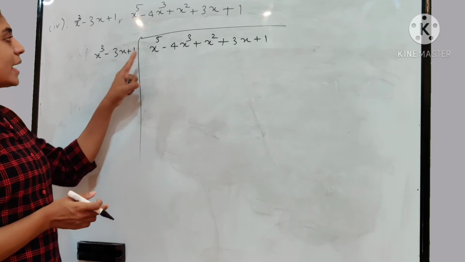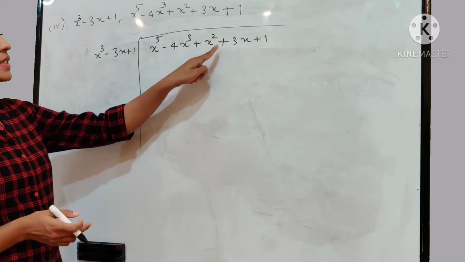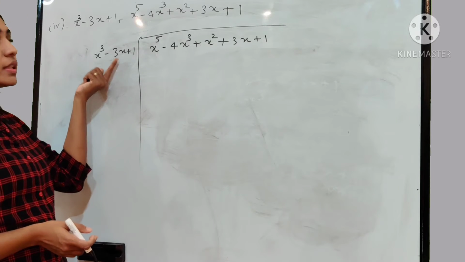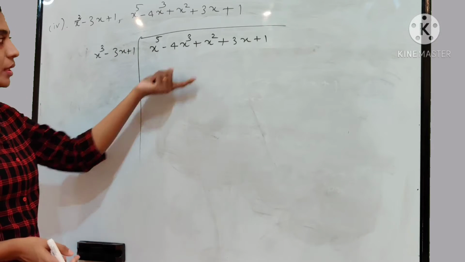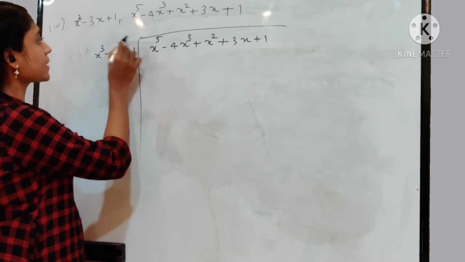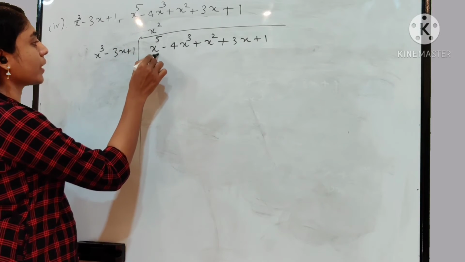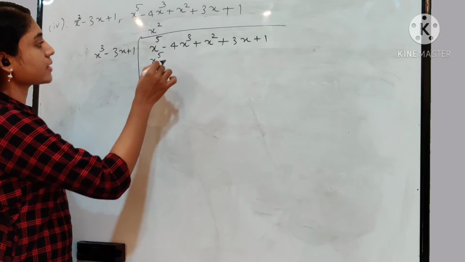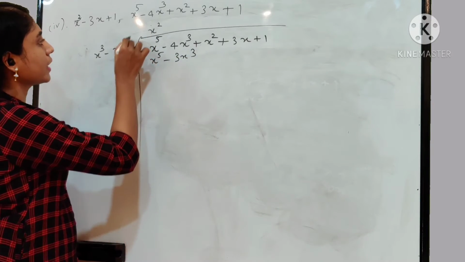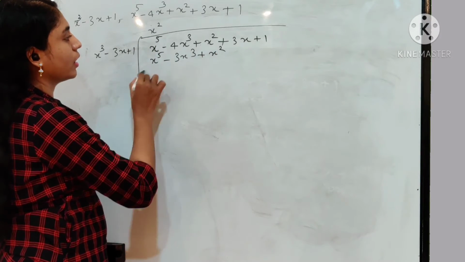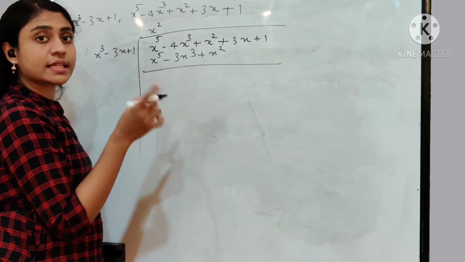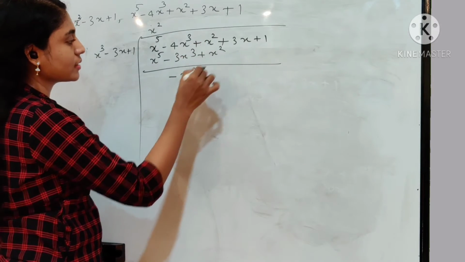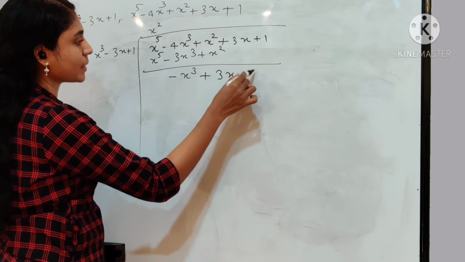Doing the similar one, x raised to 5 minus 4x cube plus x square plus 3x plus 1 divided by x cube minus 3x plus 1. We have to check whether this is a factor of this polynomial. So carry out the division process. x cube into x square, it is x raised to 5. Then minus 3x into x square, it is minus 3x cube. Write it under the x cube term. Then 1 into x square, it is x square. So minus 4 plus 3, it is minus 1. So minus x cube. x square get cancelled. Write the remaining one, plus 3x plus 1.